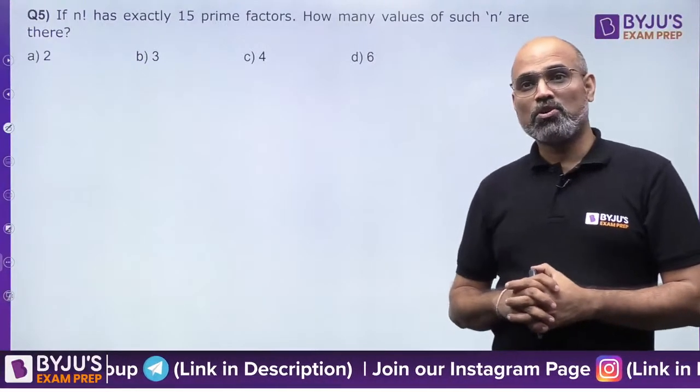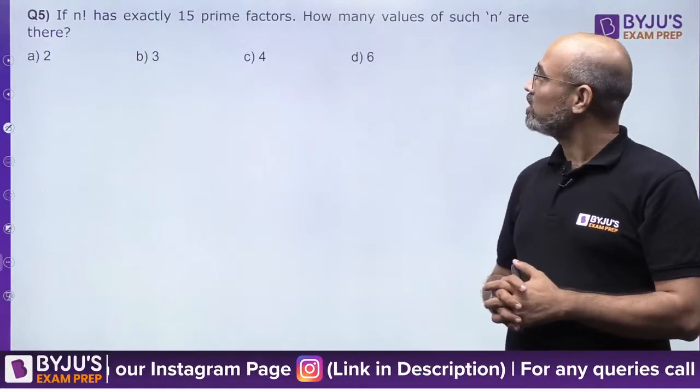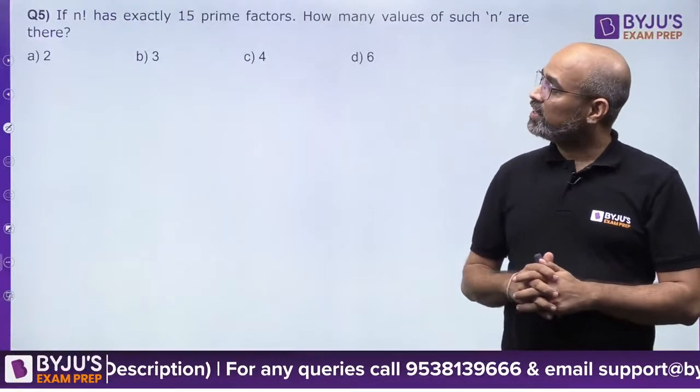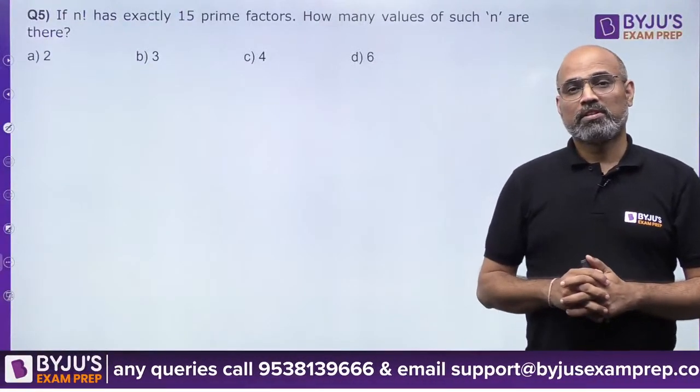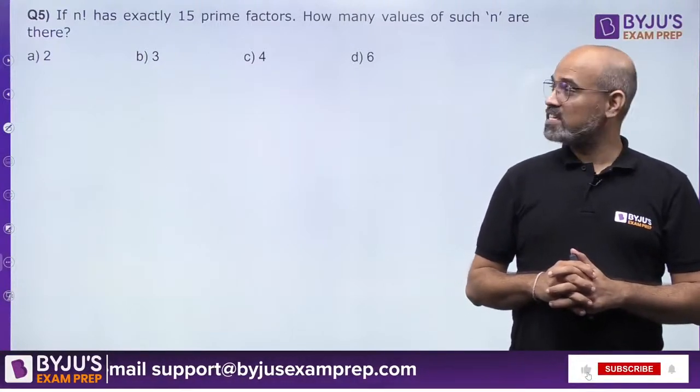Okay, so Pratmesh says B, there are 3 such numbers. Varun says B, there are 3 such numbers. What about others? Shefali says B.